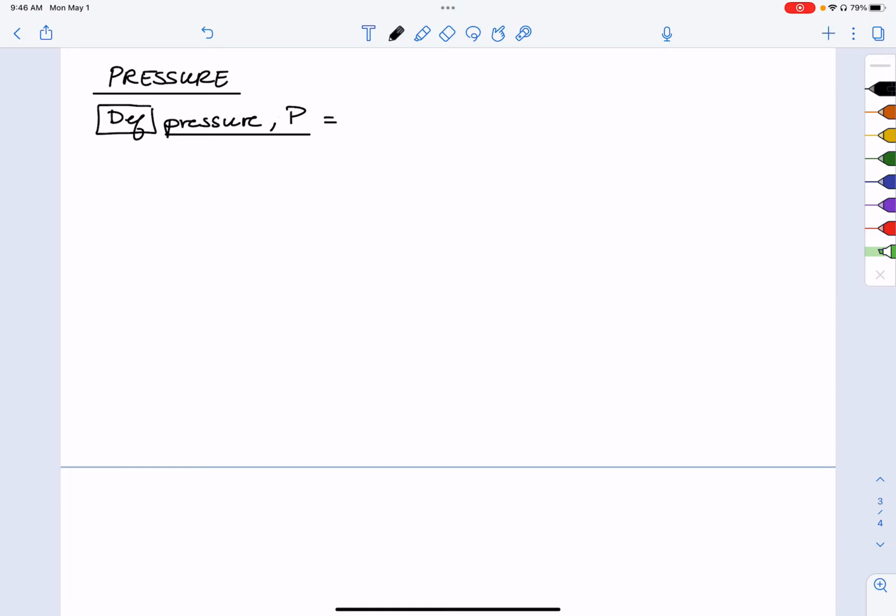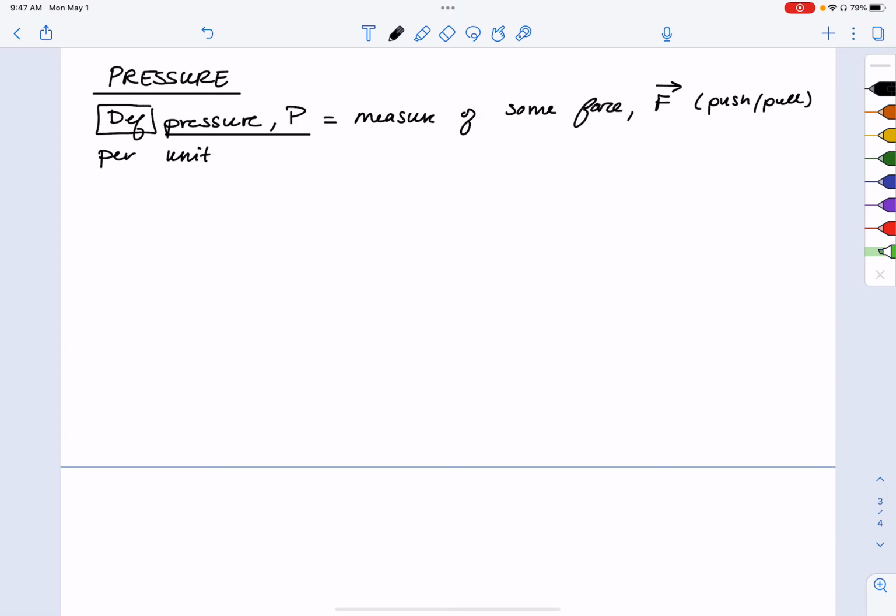So let's start. Pressure. Strictly speaking, pressure is a measure of some force, indicated F vector, which just means the force is pointing in some direction. So force is a push or pull, measured per unit area A that force is being exerted over. So pressure is equal to force per area.